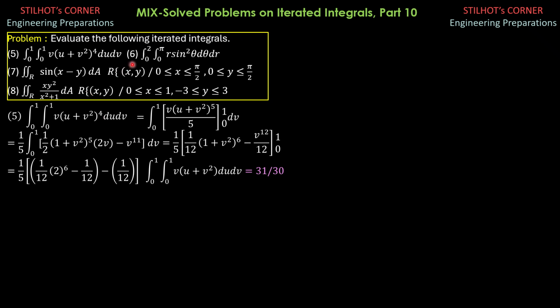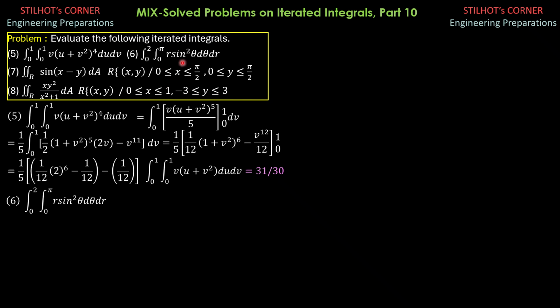We proceed to number 6. So inner limits 0 to pi, outer limits 0 to 2, of r sine square theta d theta dr. So we have to evaluate theta first. The first differential that appears here is differential theta, so that means we treat all expressions in terms of theta as the first variable, and all other variables appearing are treated as constants. In this case, we treat r as constant.